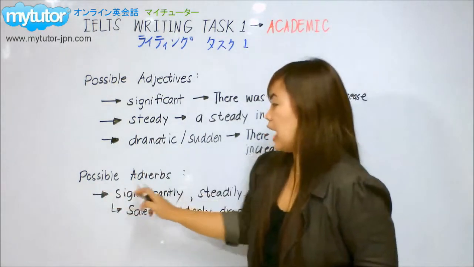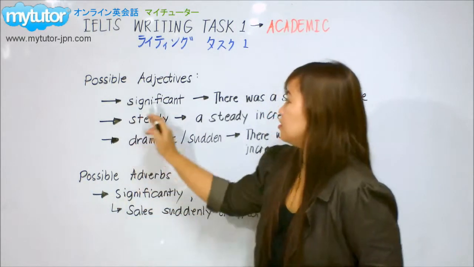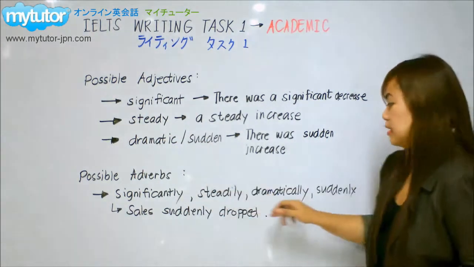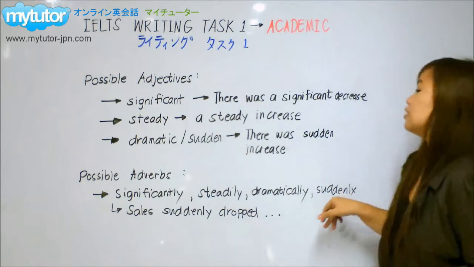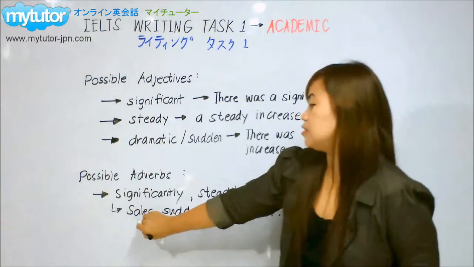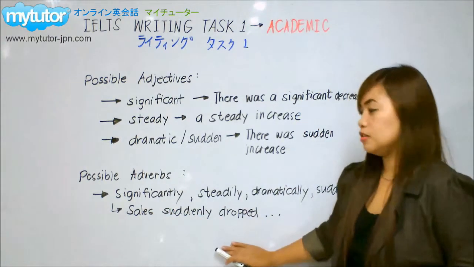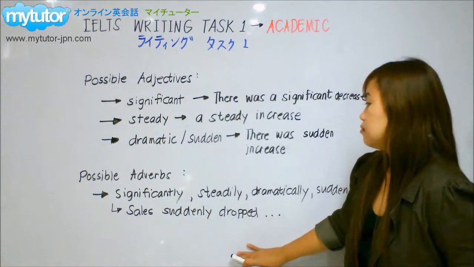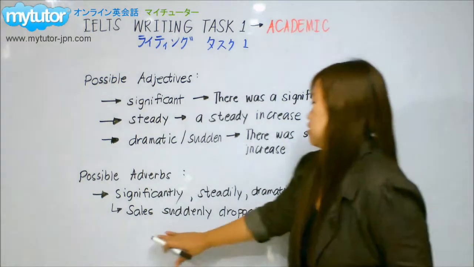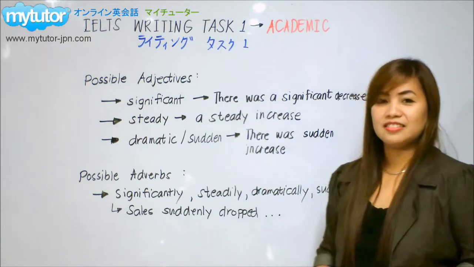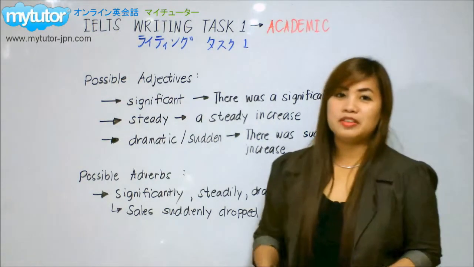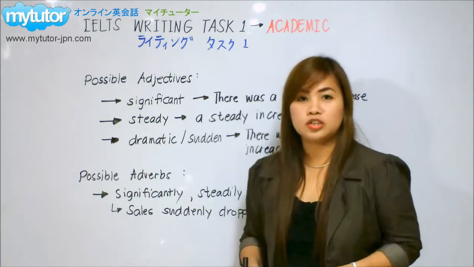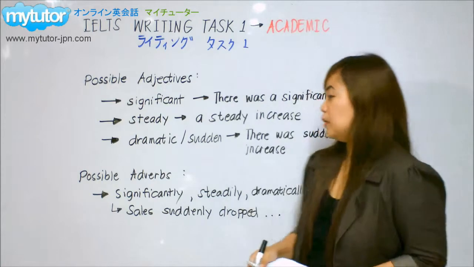We can also make use of adverbs. For example, significantly, steadily, dramatically, suddenly. For instance, you say sales suddenly dropped. You can say sales significantly increased. Or sales dramatically dropped. So these are very important tips to follow. We made a good introduction, and I hope that you'll follow this.